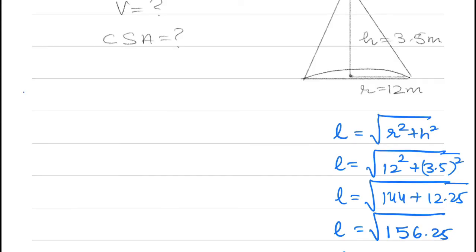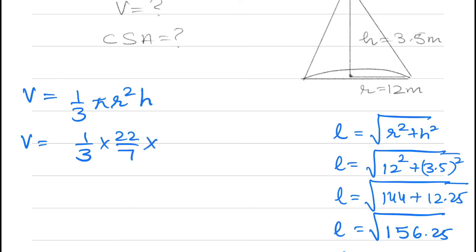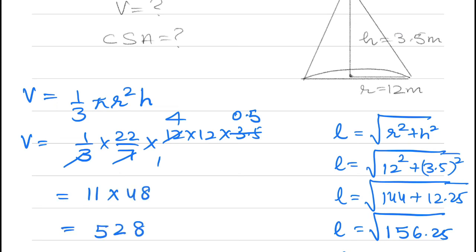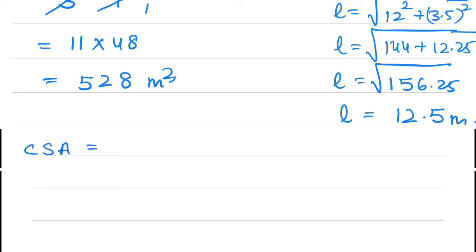Okay, now let's find out the volume first, as it has been asked. So volume is 1 by 3 pi r square h. So volume is equal to 1 by 3 pi, I can take as 22 by 7 into radius is 12 into 12 into height is 3.5. Then 7 and 0.5, this 4 times. So 22 into 0.5 will give me 11 and 12 fours are 48. 528.